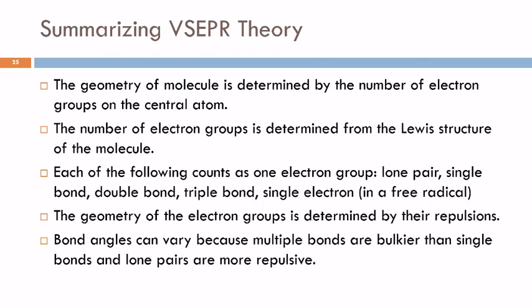What counts as an electron group? A lone pair, a single bond, a double bond, a triple bond, or a single electron. The single electrons will only be found in free radicals. You can't take a lone pair and say it's two single electrons, so don't do that. The geometry is determined by the repulsions. They spread out to minimize the repulsions. The bond angles can vary a little bit. Multiple bonds are bulkier than single bonds, and lone pairs are more repulsive than bonding pairs. So that's the summary.